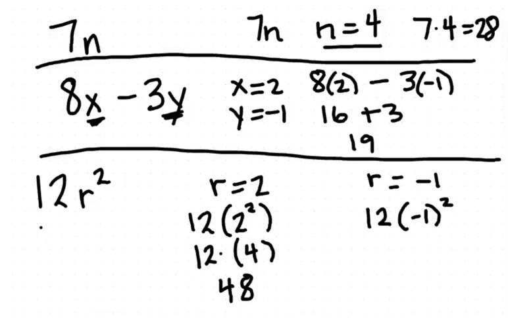12 times -1. Well, actually, hold on. Let's put that -1 to the second power. I should have done my order of operations properly. So -1 squared, -1 times -1 is +1. I'm going to multiply it by 12. 12 times 1, I get +12.